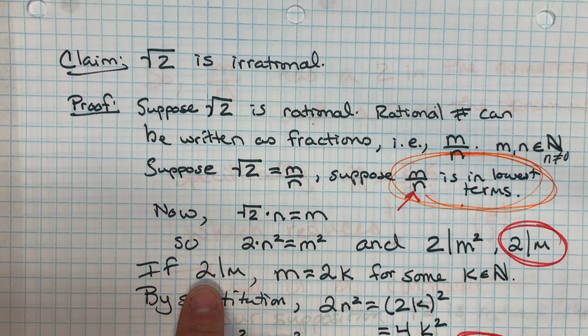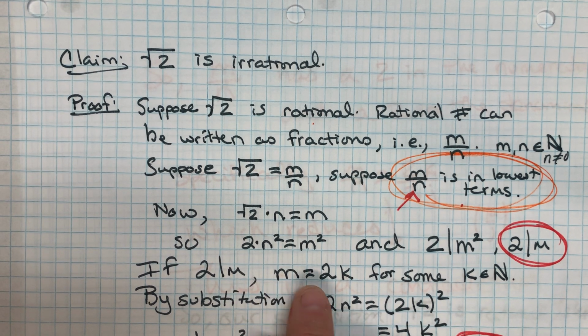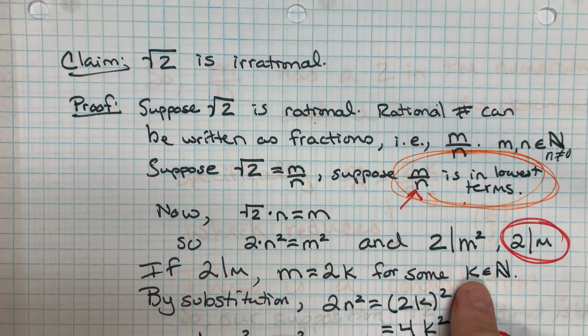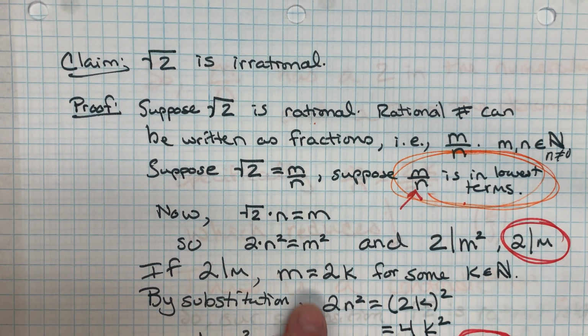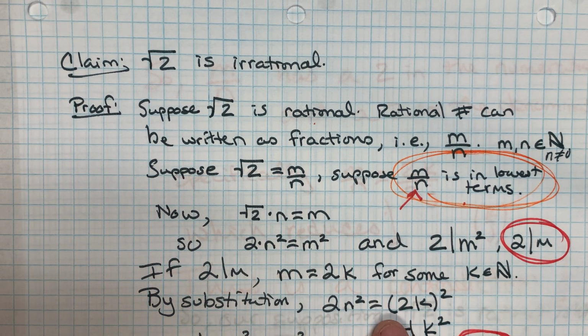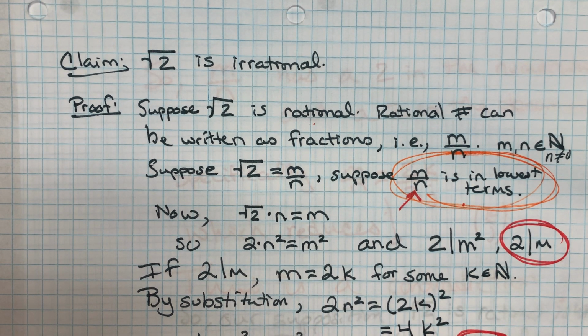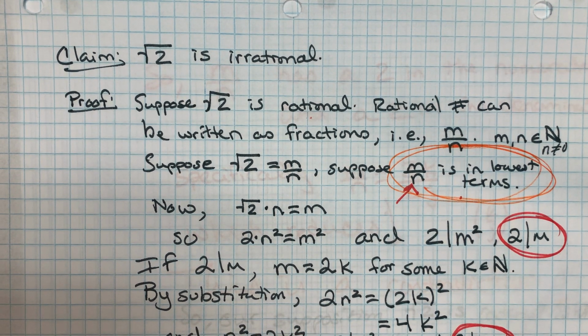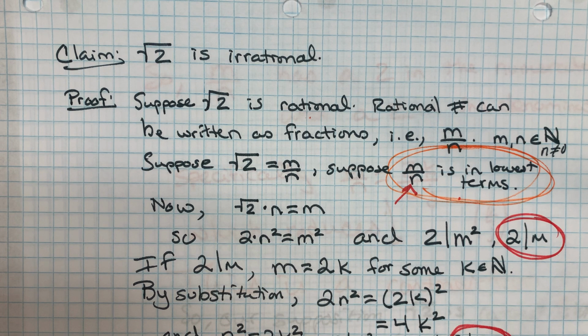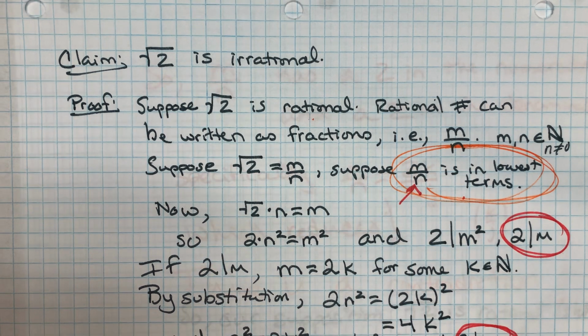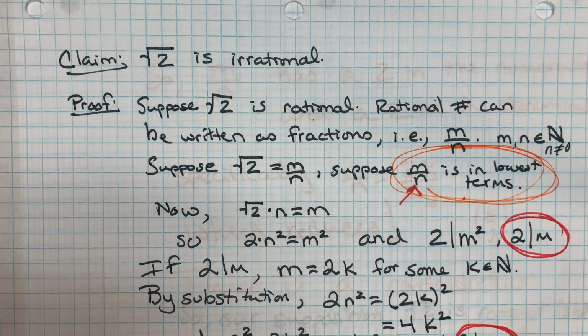Now from our definition of divisibility, 2 dividing m means that m can be written as 2 times some natural number k. And if we substitute that back into this equation here, 2n squared equals m squared, we get 2n squared equals 4k squared. Now if we divide both sides by 2, we get n squared equals 2k squared. But since n squared can be written as 2 times a number, we get 2 divides n squared, and if it divides the product, it has to divide one of the factors. So we get 2 divides n. And so 2 divides n means that n is 2 times some other natural number, j.